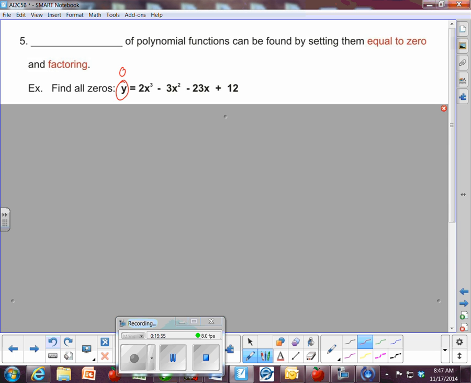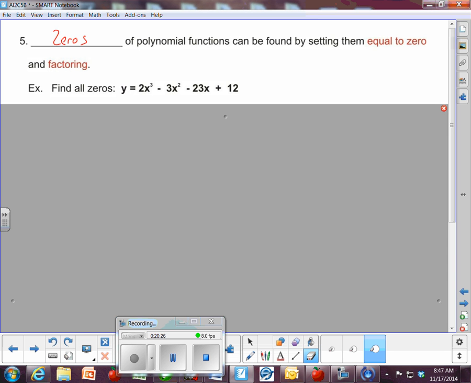Solving a polynomial equation is the exact same thing as finding the zeros of a polynomial function. And this is what we want, because down the road we're going to end up graphing these things. And the zeros are the key things to graphing it.